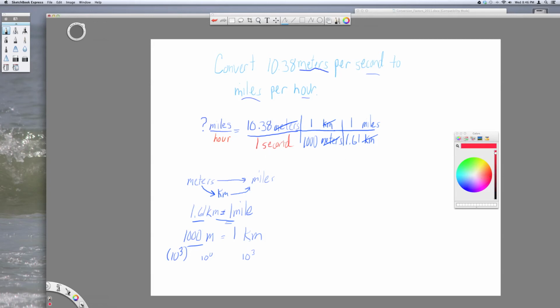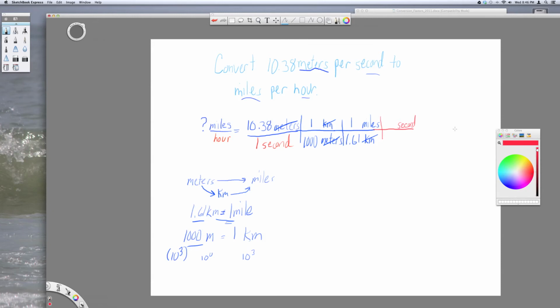Where is seconds in the fraction? Seconds is a denominator. So to cancel out seconds, I would need to put that unit in the numerator position. Can I go directly to hours here? I could, and you're welcome to do that. I'm going to add an extra step here. I'm going to go to minutes.